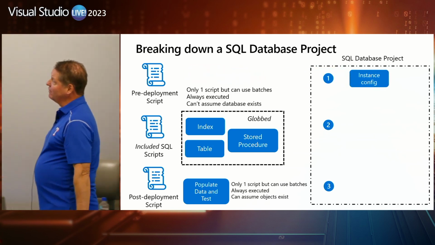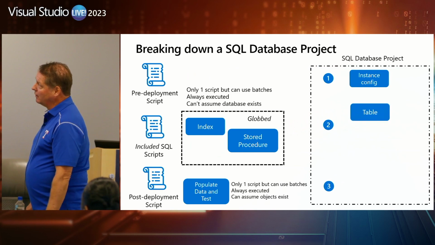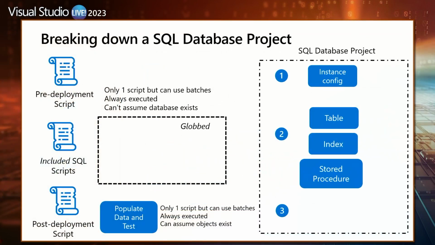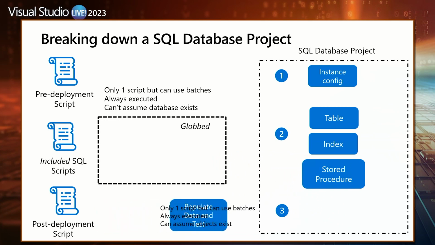So once this is done, this post-deployment will run in my examples, and it runs in this order. We'll run the instance config. Notice how we order the actual globbing of the objects correctly so dependency failures don't happen. And then we run post-deployment.